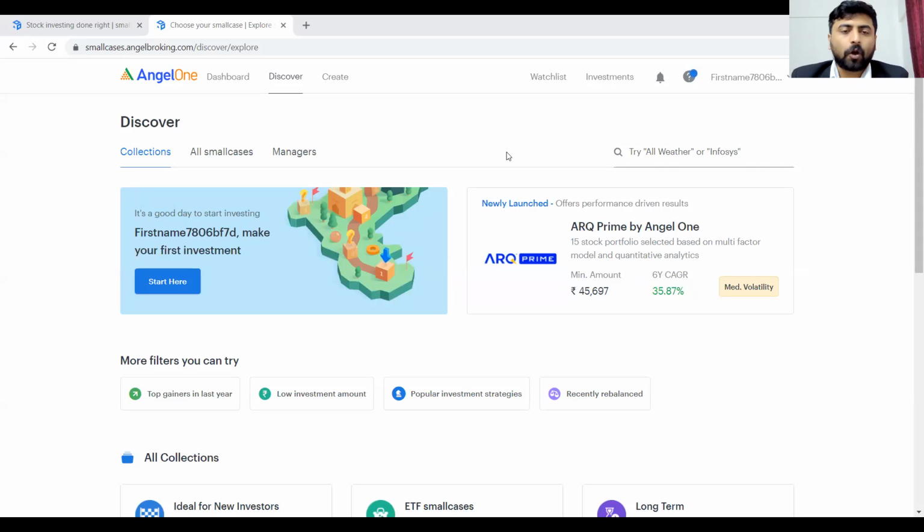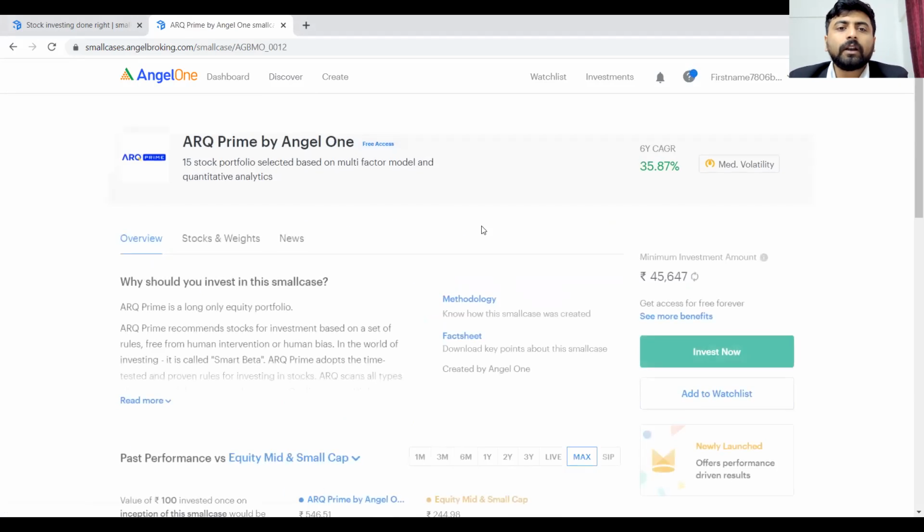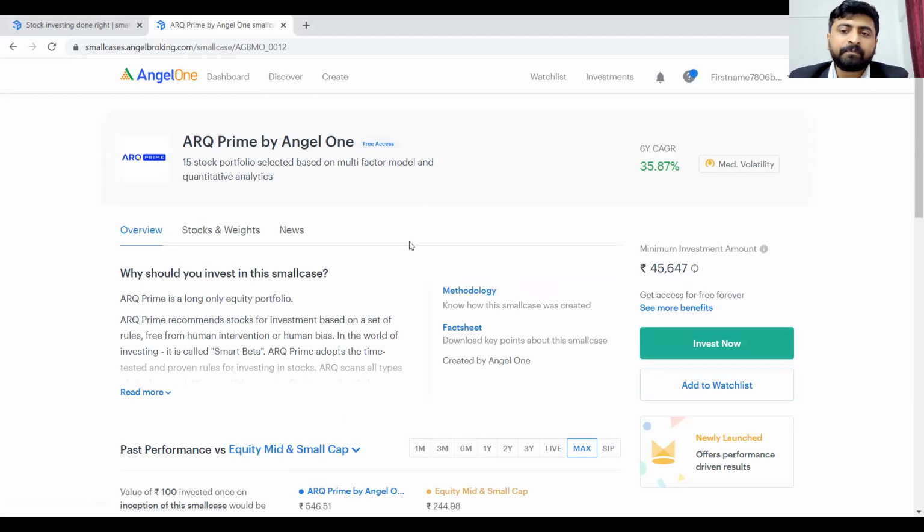Now that we have logged in, let us take a look at any one of the small cases to understand what a small case is generally made of. To do so, under Discover, please click on All Small Cases. You will now be presented with a list of a variety of small cases with which you can start your investment journey. I'm going to click on any one of these small cases. So I'm going to click on ARQ Prime by Angel One.